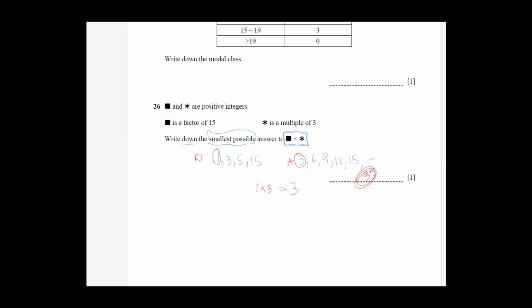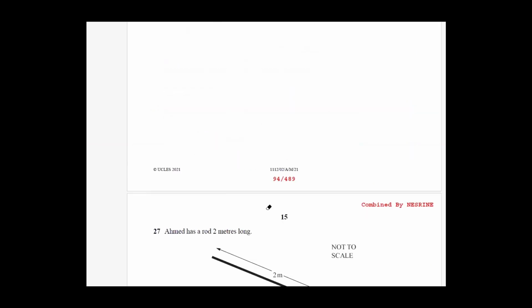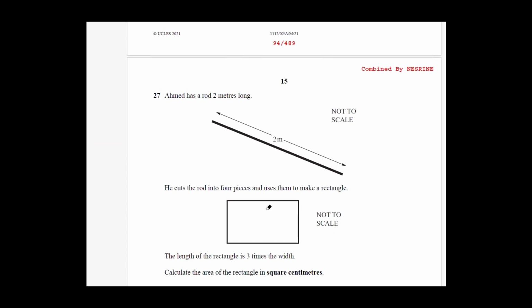Okay. Then it is question number 27. Ahmed has a rod 2 meters long. He cuts the rod into 4 pieces and uses them to make a rectangle. This is going to be the length and this is going to be the width. The length of the rectangle is 3 times the length of the width.